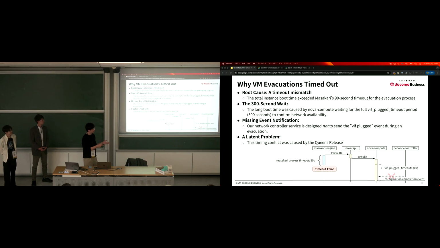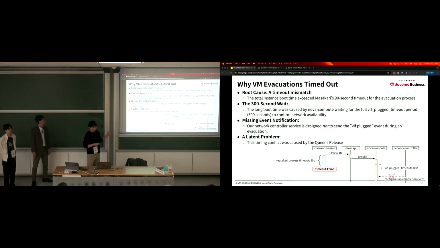It received a VIF plugged event from the network controller. By checking the logs, we found that Nova Compute was waiting for the VIF plugged event, with a timeout of 300 seconds, to confirm network availability. After an internal discussion, we learned that our network controller is designed not to send the VIF plugged event during the evacuation process. And this means Nova Compute should always wait for the full timeout period.